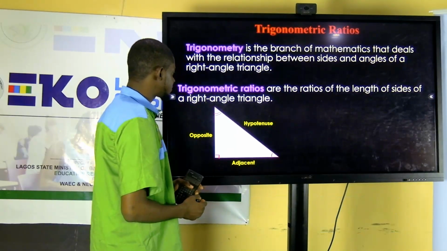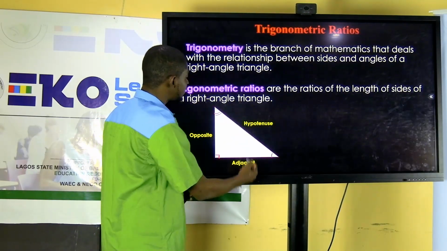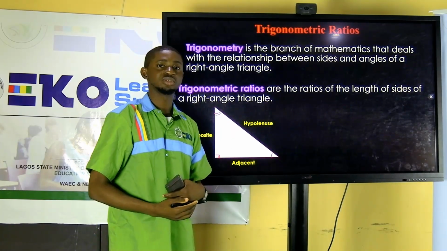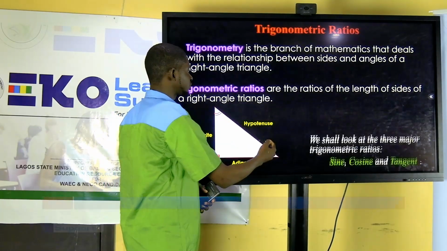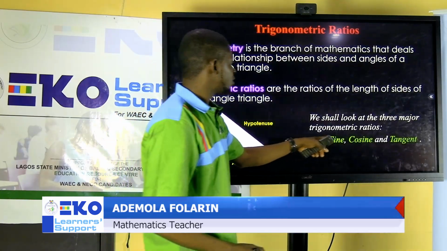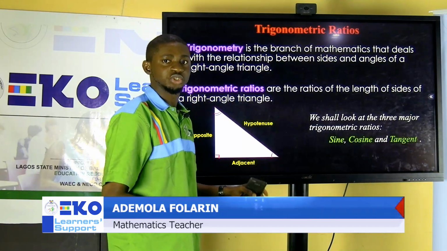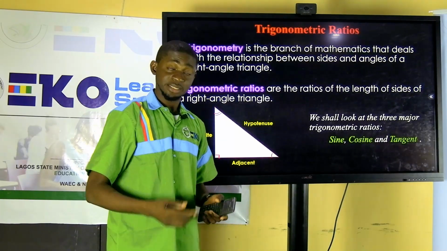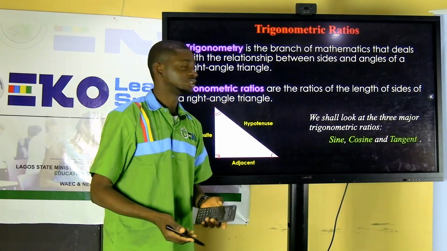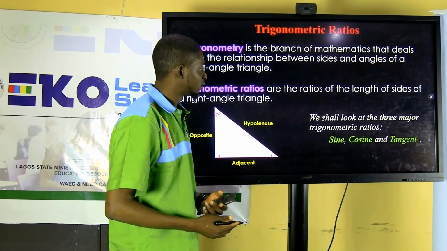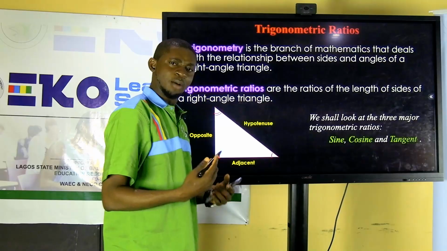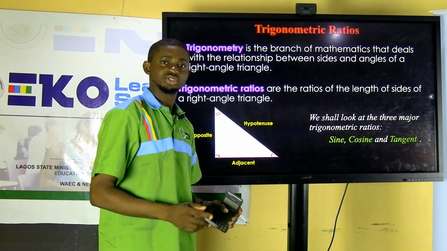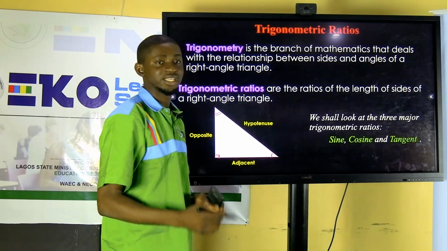Now that we understand this, the ratio of these sides to each other to get angle is what trigonometric ratios is all about. We shall look at the three major trigonometric ratios, which are the sine, the cosine, and the tangent. There are more than that because we have the cot, we have the cosec, and more than that, cosh and the likes for advanced class. But here we are focusing on the three major trig ratios, which are the sine, the cosine, and the tangent.